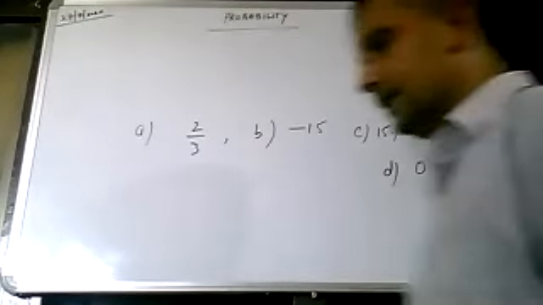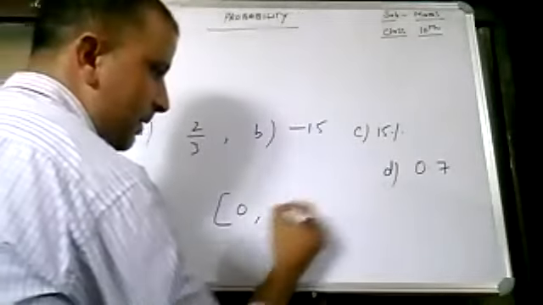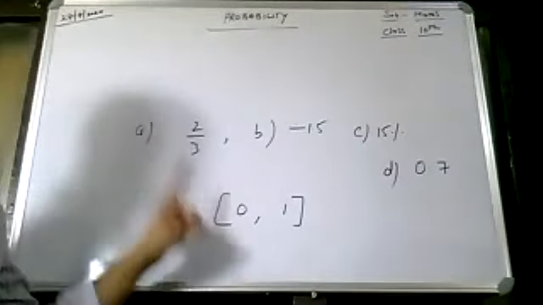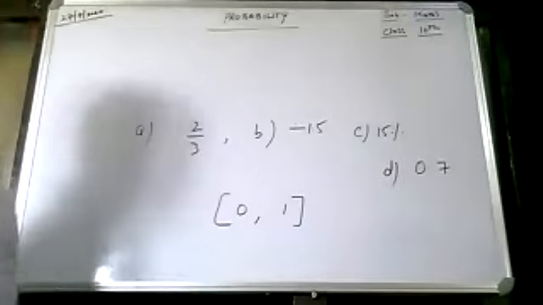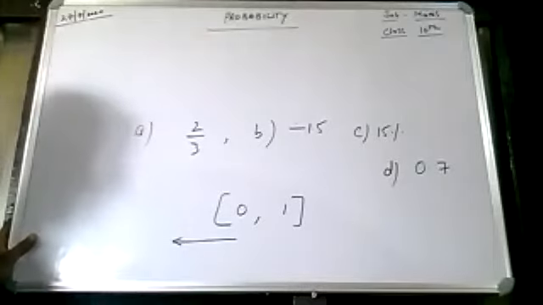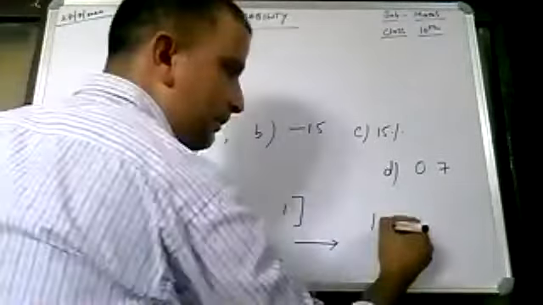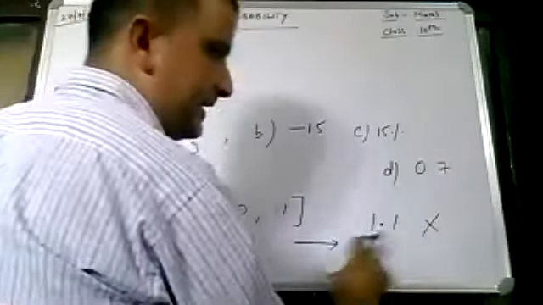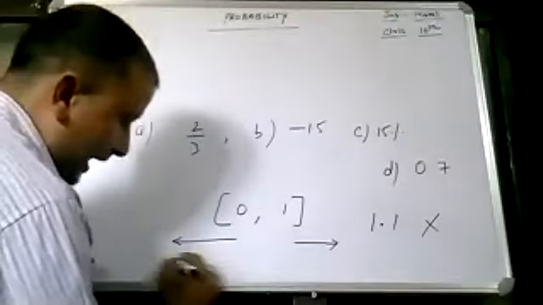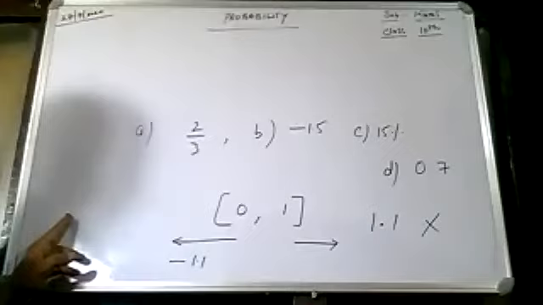So class, what is the range of the probability? 0 and 1, and it is a closed interval, meaning 0 and 1 are included here. Clear? So probability can never be below 0 and never be above 1. 1.1 probability is wrong because this number is greater than 1. Similarly, class, minus 1.1 is wrong because it is below 0.